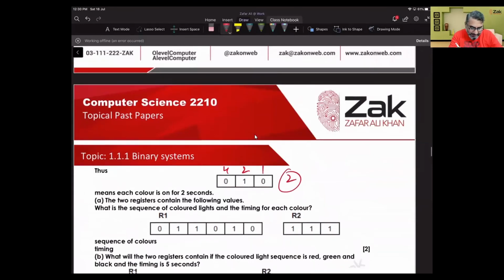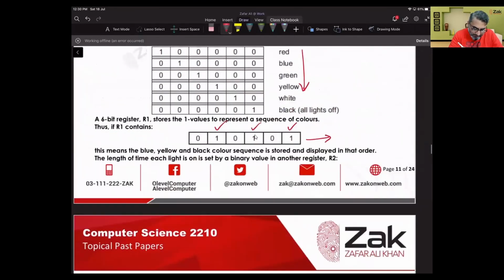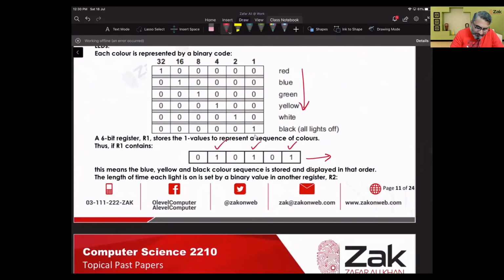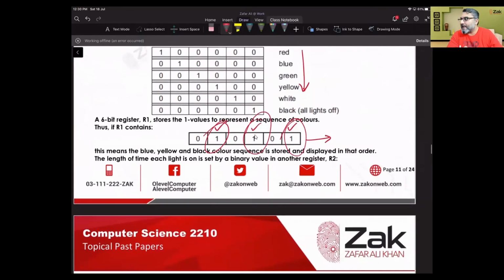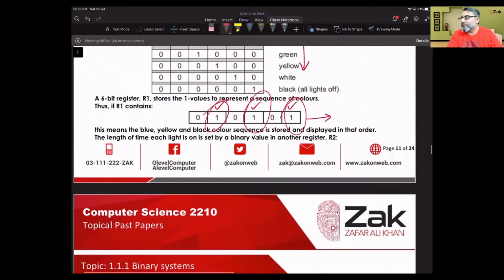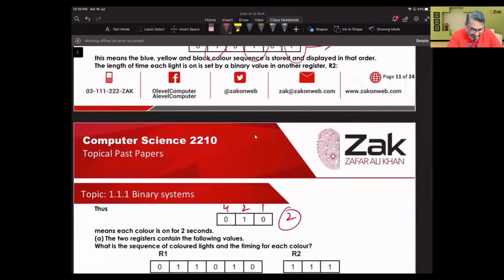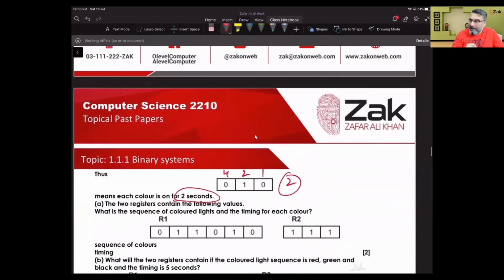It means that blue light will be lit for 2 seconds, then yellow light will be lit for 2 seconds, and then black will be 2 seconds, and then again the whole thing will restart. So R1 is actually saving the sequence of colors, and R2 is actually saving how many seconds this color would be shown over the LED. Get the idea?